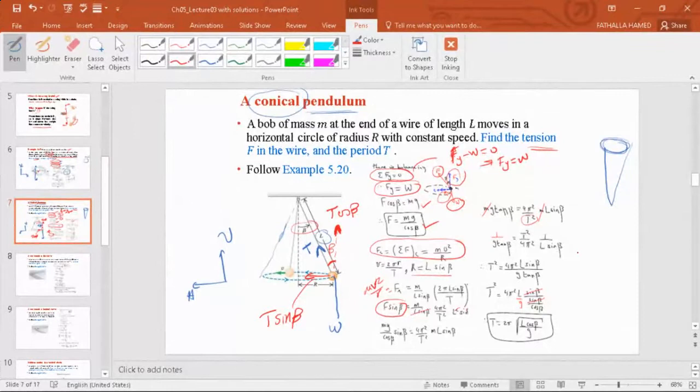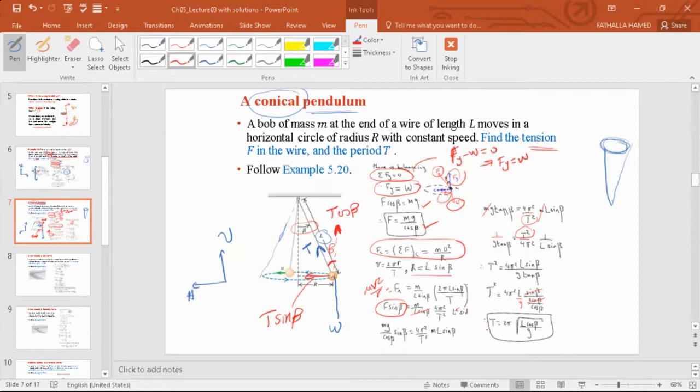sine beta. Now I'm interested in t, so I can multiply this to the other side. So t squared will equal 4 pi squared L sine beta over g tan beta. So t squared will equal 4 pi squared L over g sine beta. I can now take tan beta, which is equal to sine beta over cosine beta. You can cancel the sine with the sine. Of course, the cosine will go to the top here.